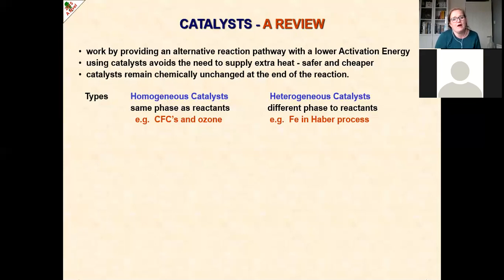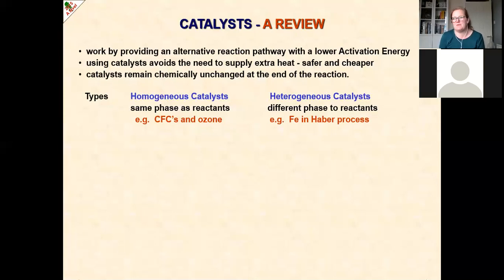So using catalysts is great because they avoid the need to supply extra heat. So they're safer, they're cheaper. Obviously, if we're increasing the heat of something, we need to be supplying that heat to it. So the more heat we need to be adding to a system, the more money it costs. Again, safer as well. Obviously, we know lots of chemicals are flammable. Heating them up to a certain point isn't always useful. Also, if we heat them up too far, we can start to change things and not necessarily have the chemical reaction we want.